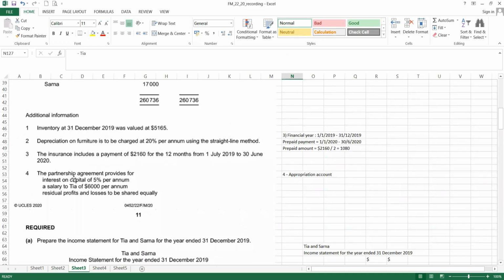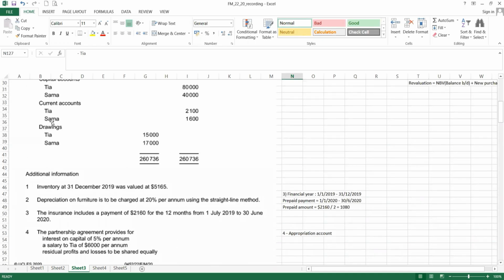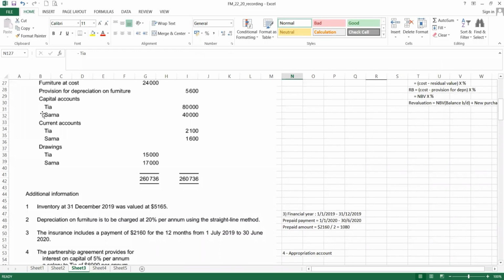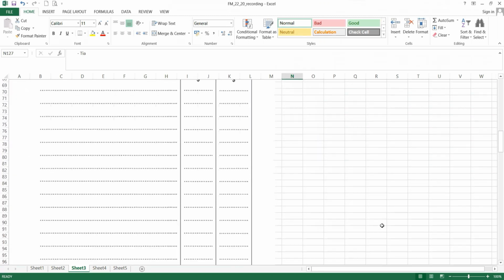Interest on capital is 5%. First of all, how much is the capital that they gave here? 80,000, 40,000. So we take 80,000.